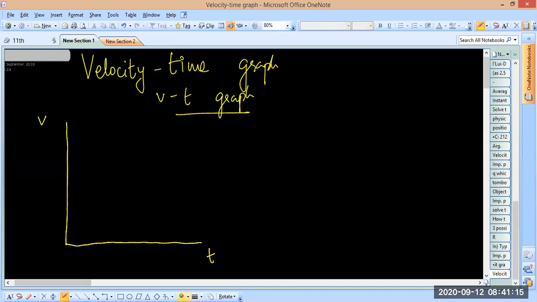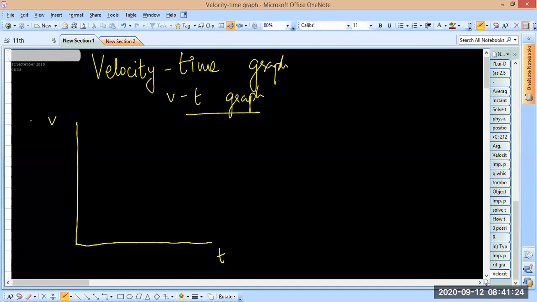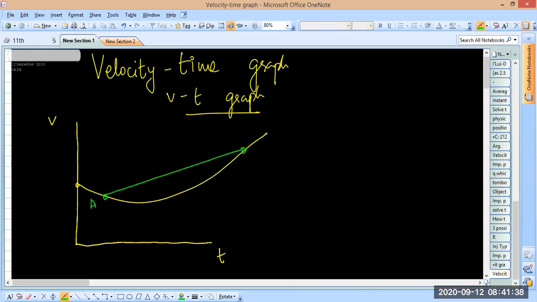So if this is a VT graph, let's say first of all, let's talk about some properties, not types of VT graph. Suppose this is some VT graph, maybe like this. And then I draw a chord, let's say from this point to this point. Then I find the slope of the chord by finding this angle theta. So here, what will the slope of the chord give us? That's the question. What is the slope of the chord equal to in a VT graph?